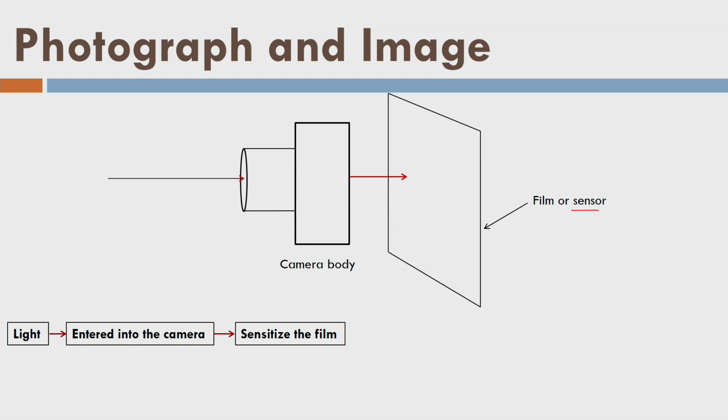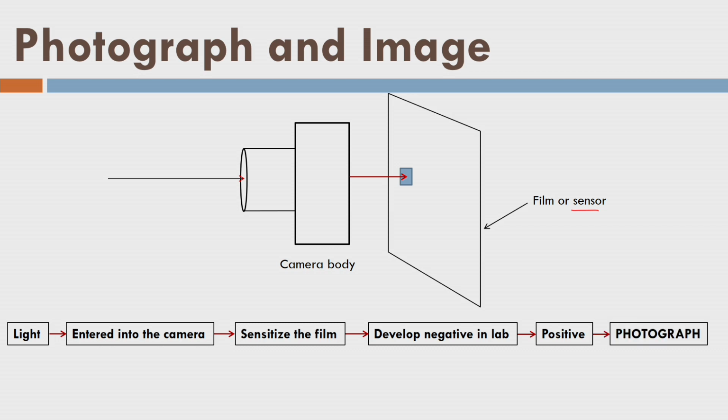Once the film is sensitized, we develop the negatives by some chemical process in the laboratory, and then from these negatives we develop the positives, what we call the photograph, on paper. These photopositives are called the photograph. So the idea here is, if you follow this process where light enters and sensitizes the film, and then from the film we develop negative and then positive, the so-called photograph, then the output of this process is called a photograph.